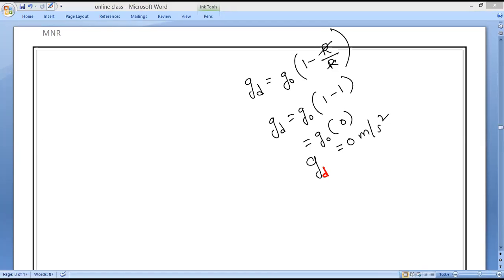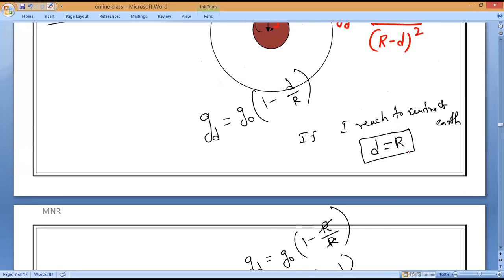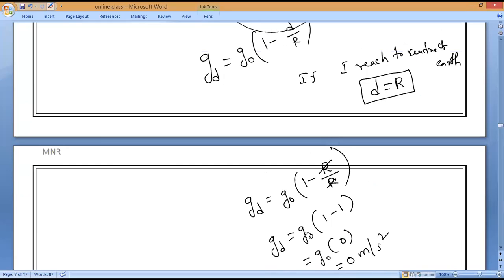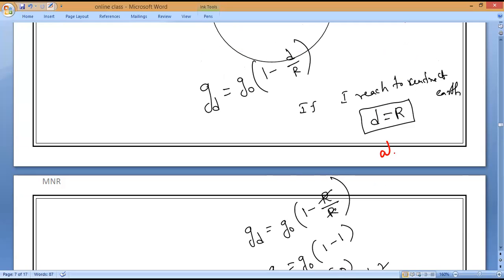So please write it. If d is equal to R, that is the case. At the center of the earth, where d equals R? At the center of the earth only. Yes or no? Yes, sir. There is no acceleration due to gravity at the center. Remember, Mitakshi, note it down.